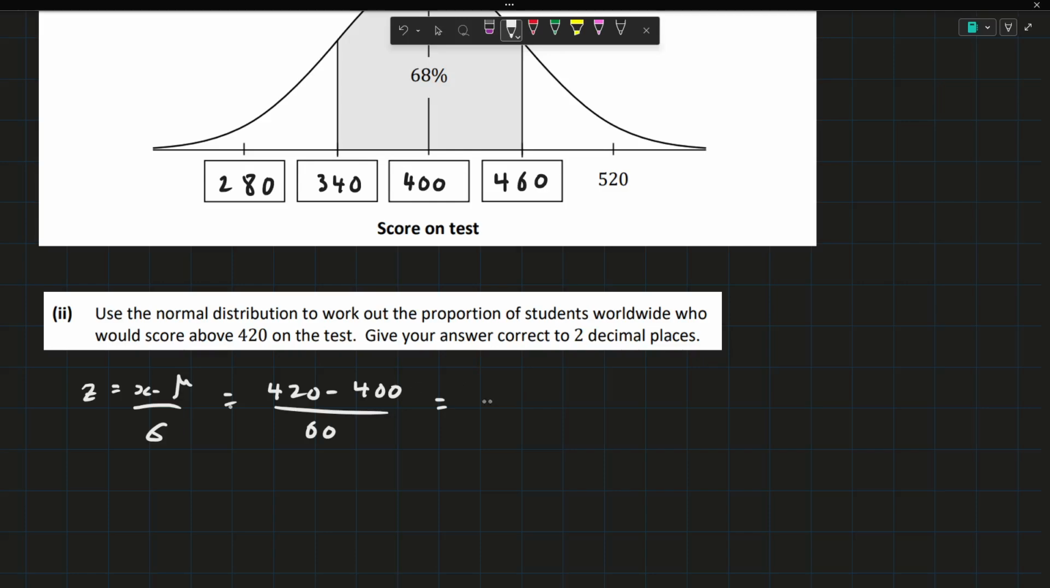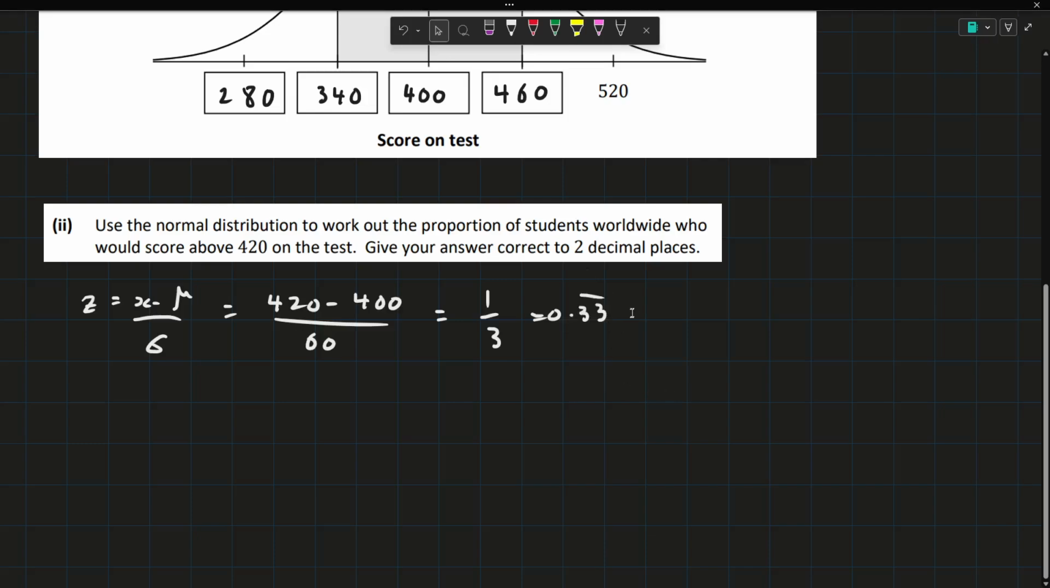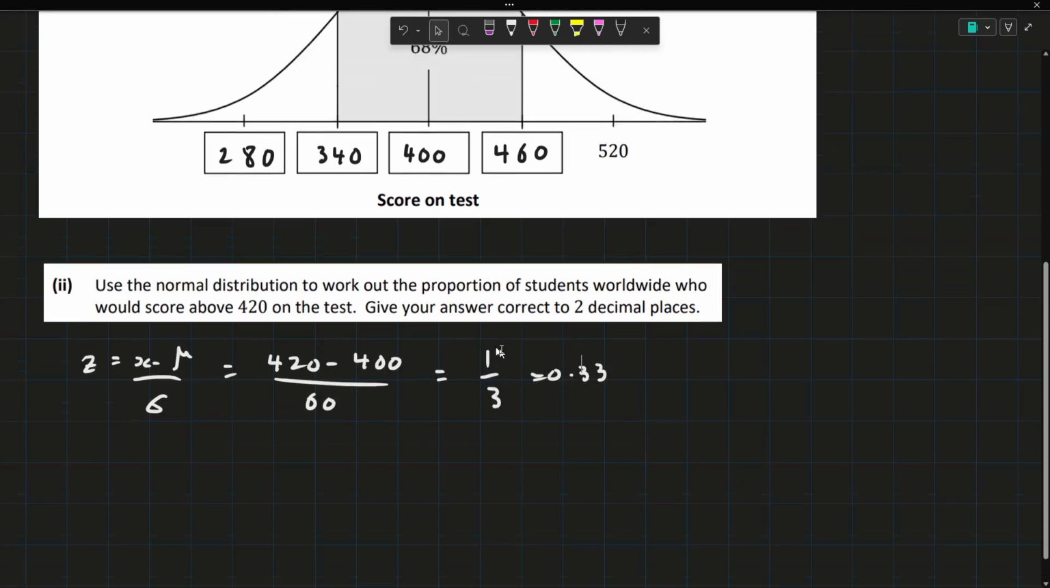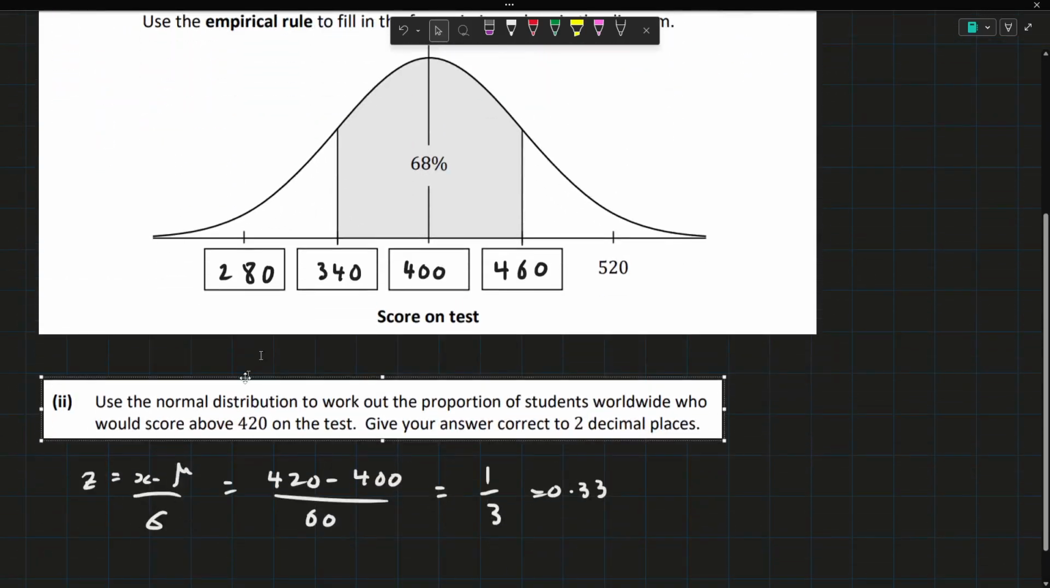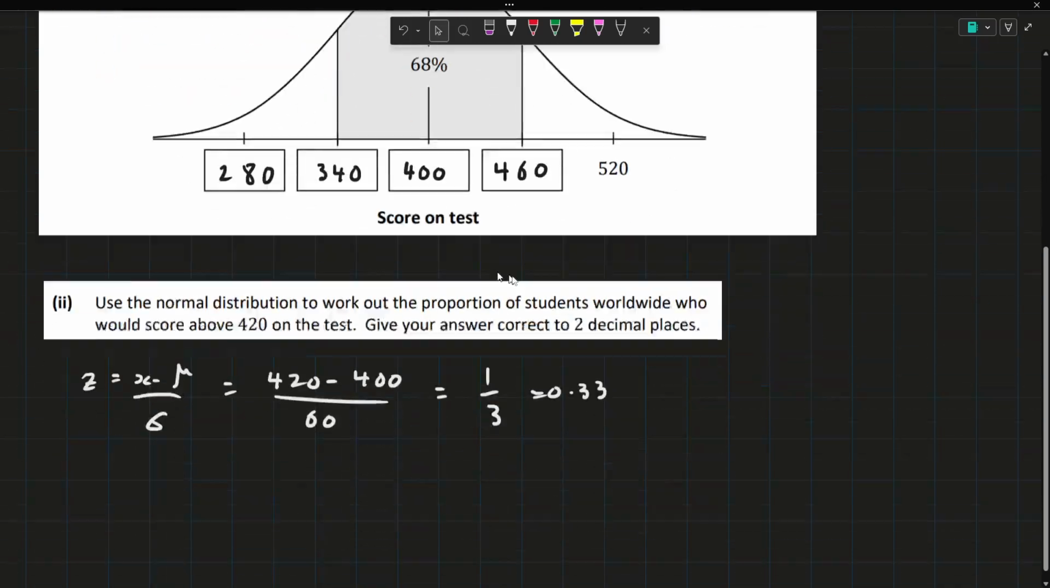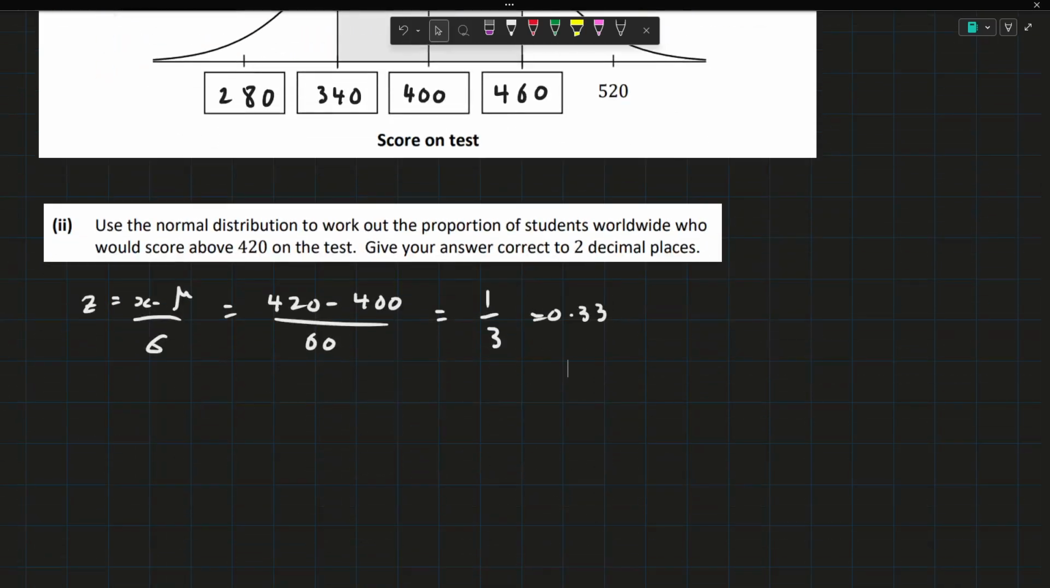So that'll give you 20 on the top, 20 over 60, that's a third, or about 0.33, roughly. 33 repeating technically. 2 decimal places, so 0.33 is probably fine. And this makes sense, because 420 is 20 above the mean, and 60 is a standard deviation, so this is a third of a standard deviation above the mean.